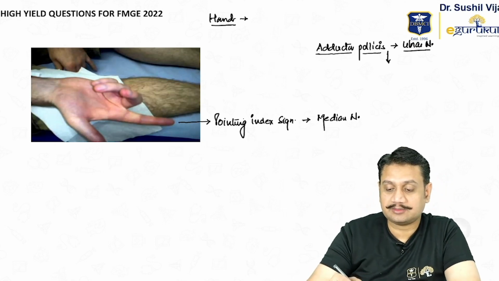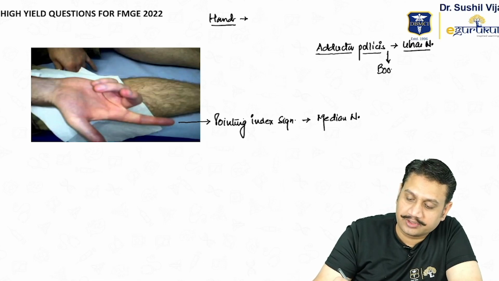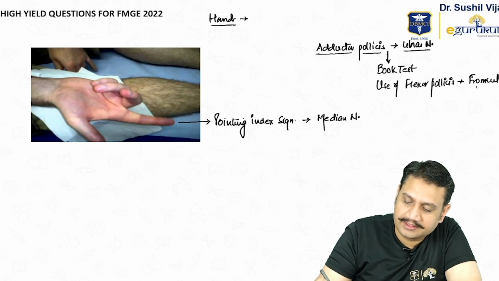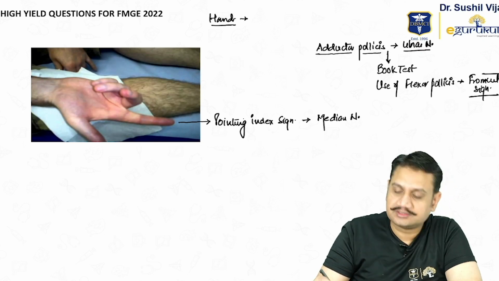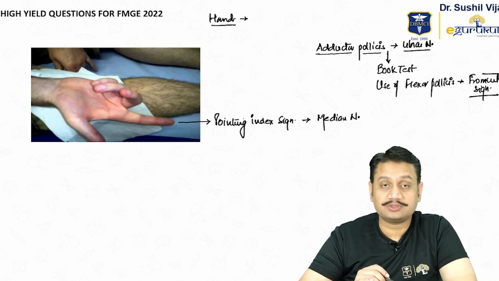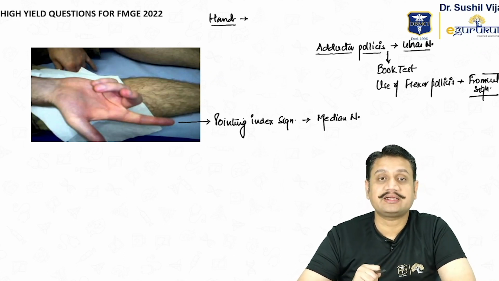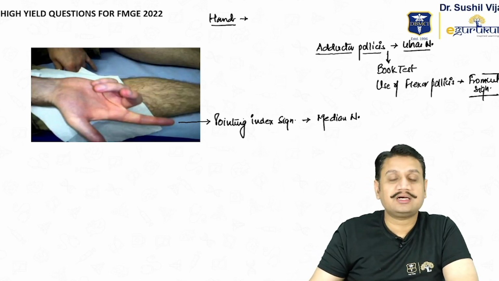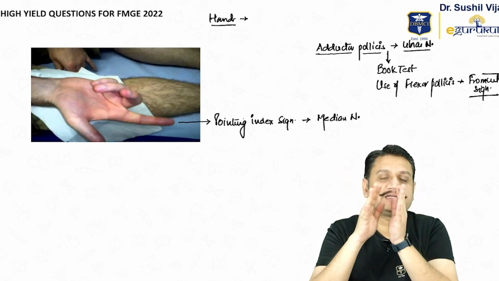So pointing index sign; adductor pollicis, the test being done is known as the book test; and if a patient uses flexor pollicis to hold the object, that is known as the Froment sign. Okay, so this is about the important tests of the hand: the Froment sign, the book test, the pointing index sign. This is very, very important. Okay, guys, now keep that point in your mind very clearly.